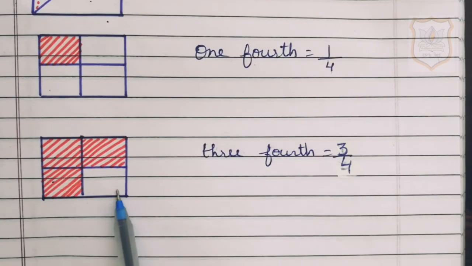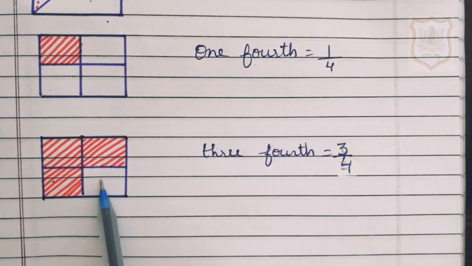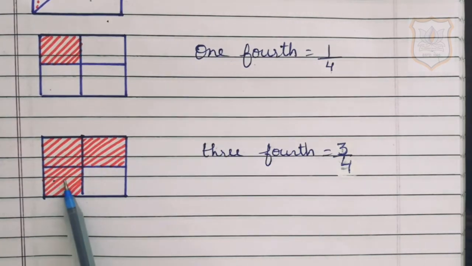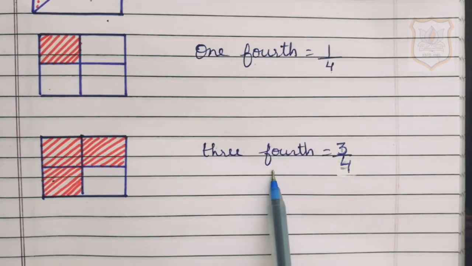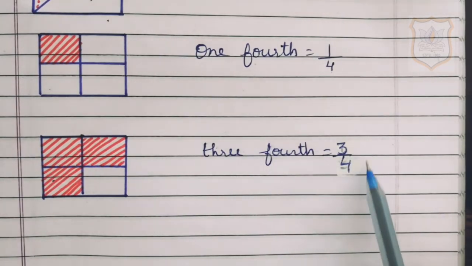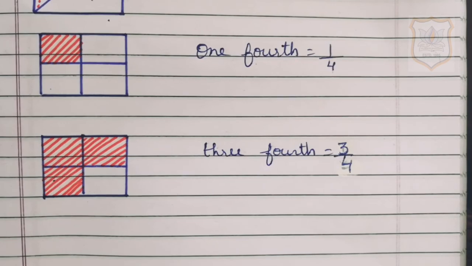Next here you can see, students, that this object is divided into 1, 2, 3, 4 equal parts. And here the shaded parts are 1, 2 and 3. So here we have taken 3 parts. So students, 3 parts from the 4 equal parts of the whole will be represented as 3/4, we will write it as 3/4 and we will read it as three-fourths.